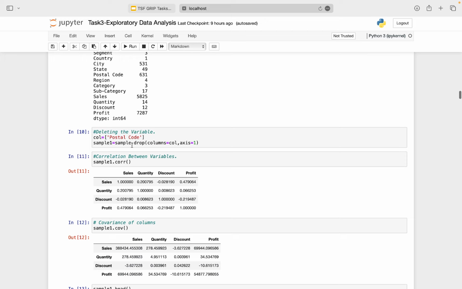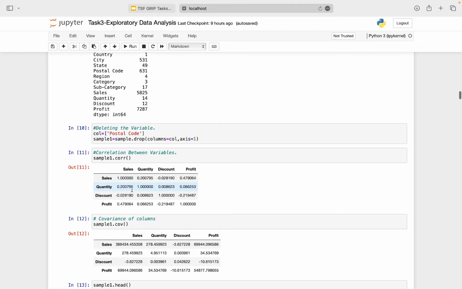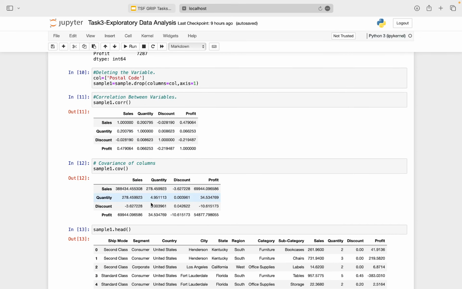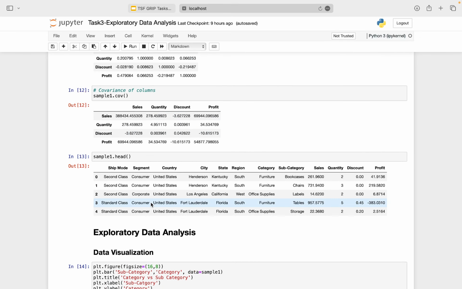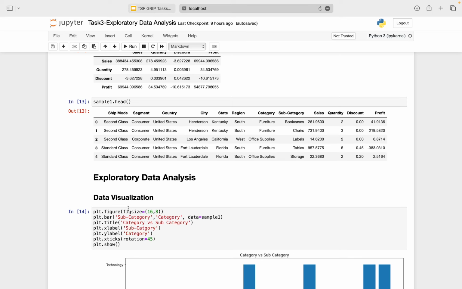We then find a correlation matrix between the variables. Between sales and sales, we see that the correlation value is 1 since it is the same column, and that is the maximum amount of correlation that can be had. We then find the covariance matrix, post which we find the head, that is the top 5 row entries, to see how the data is after removing the duplicates and the missing values. Next, we enter into exploratory data analysis, which is the actual task.